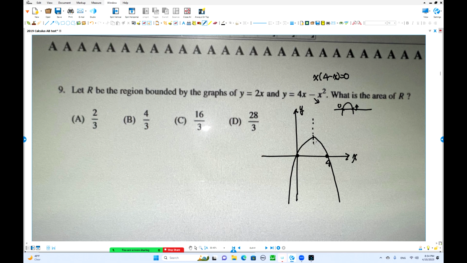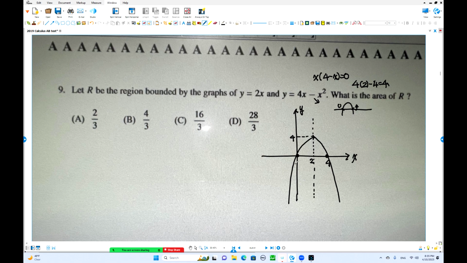There is x symmetry at x equals 2. Where is the highest point of the graph? Put this number 2 there: 4 times 2 minus 2 squared is 4. That is 8 minus 4, which is 4. This one is 4. That is the vertex, when x is 2, y is 4.